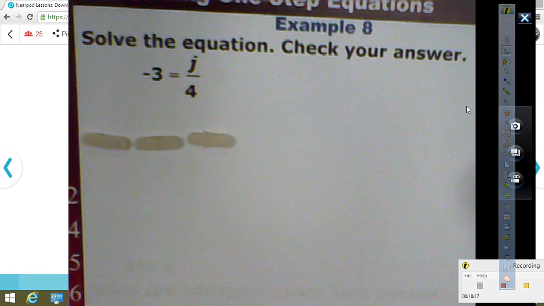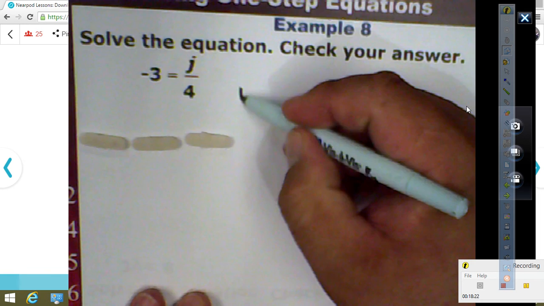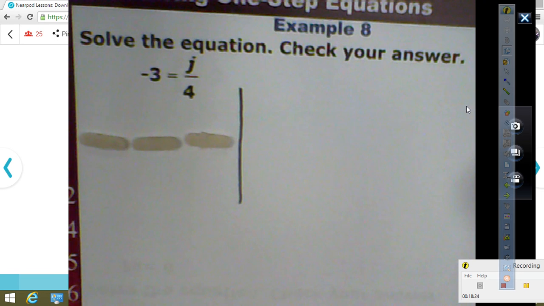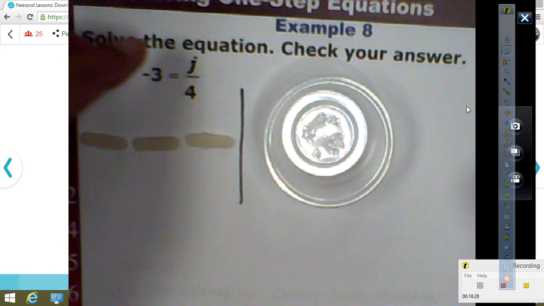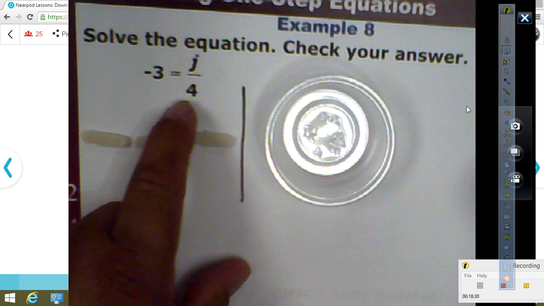-3. Okay? Equal my bar. There it is. And what does this mean? 1 cup. There it is. But then the cup is being divided by what? 4. So this is what I want you to do.